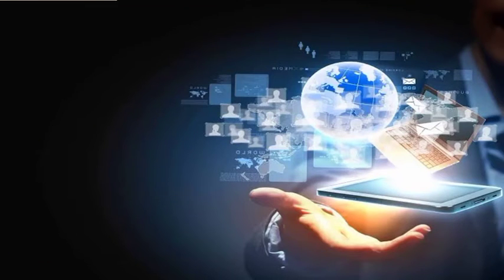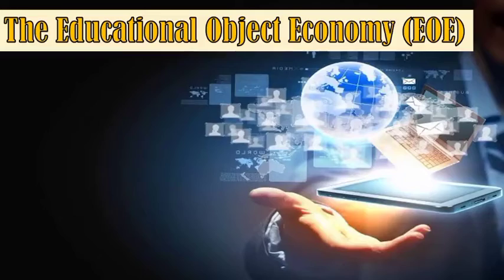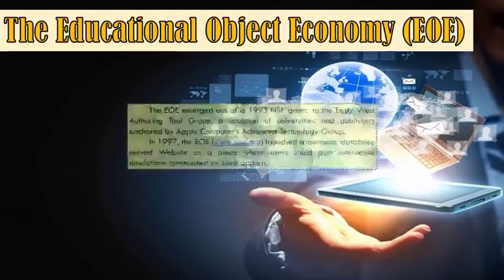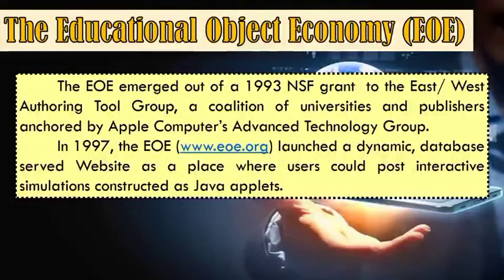The Educational Object Economy, or EOE, emerged out of a 1993 NSF grant to the Authoring Tool Group, a coalition of universities and publishers anchored by Apple Computer's Advanced Technology Group. In 1997, the EOE, or www.eoe.org, launched as a dynamic database-served website where users could post interactive simulations constructed as Java applets.